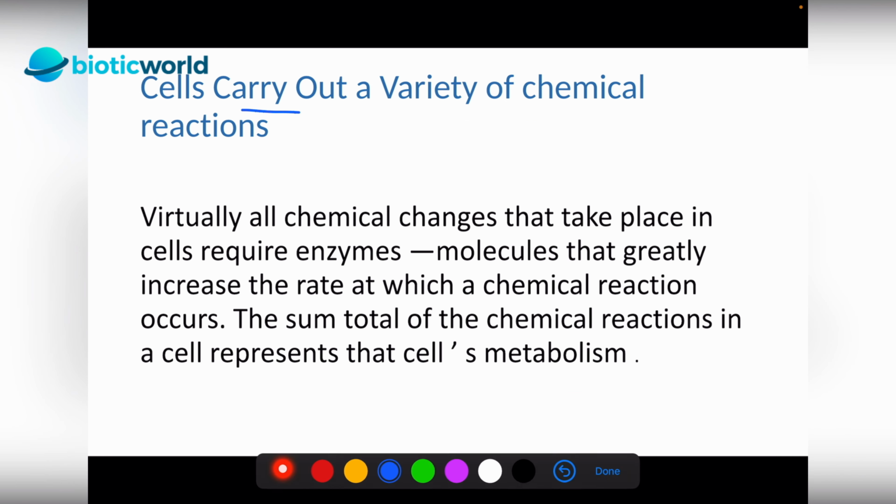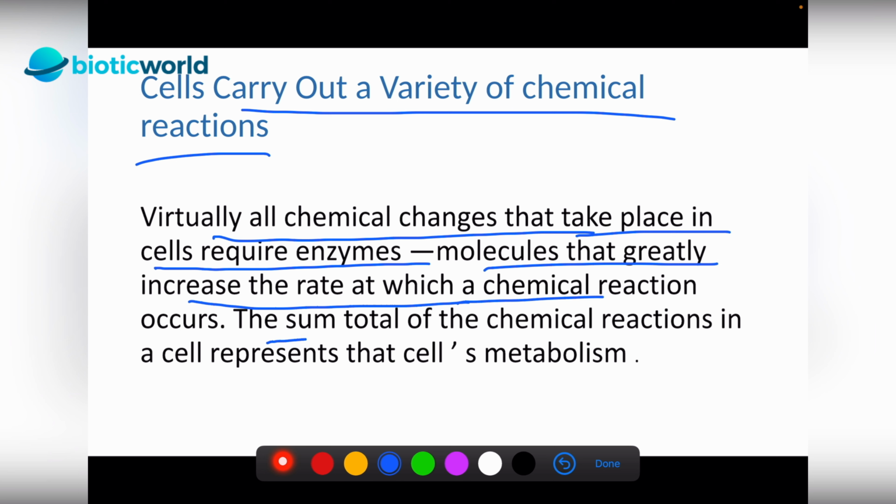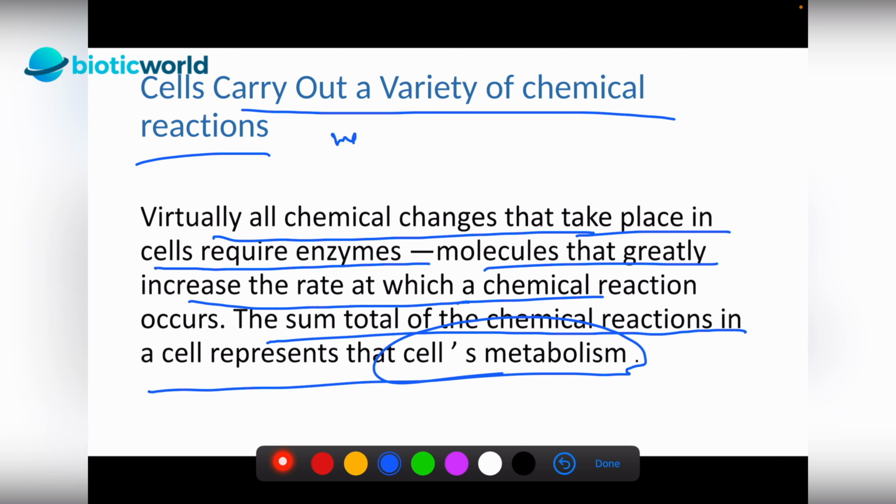Cells carry out a variety of chemical reactions. Virtually all chemical changes that take place in cells require enzymes, molecules that greatly increase the rate at which chemical reactions occur. The sum total of the chemical reactions in the cell is the cell metabolism. So cells also carry out metabolism, right?